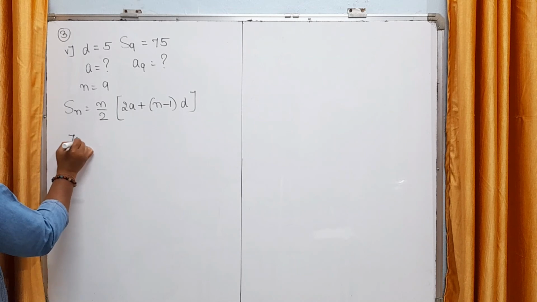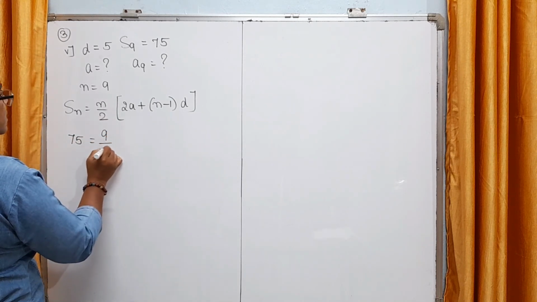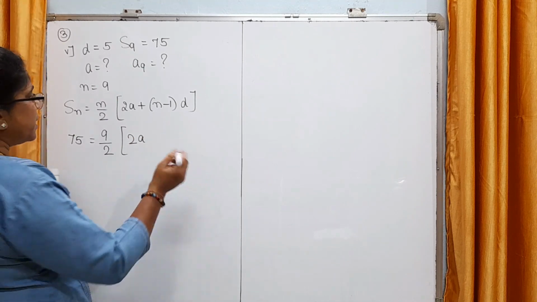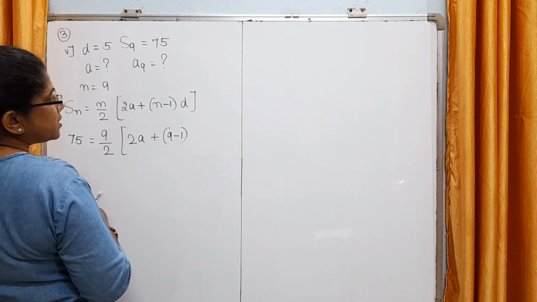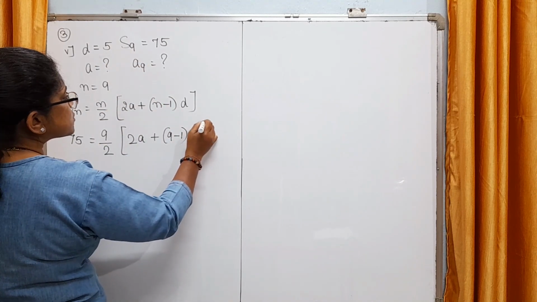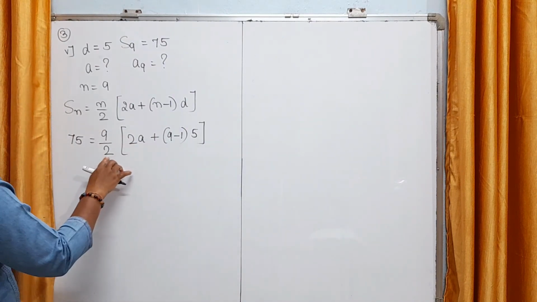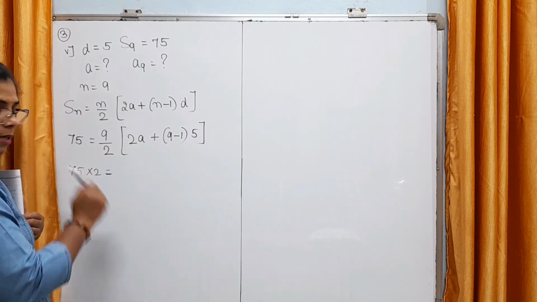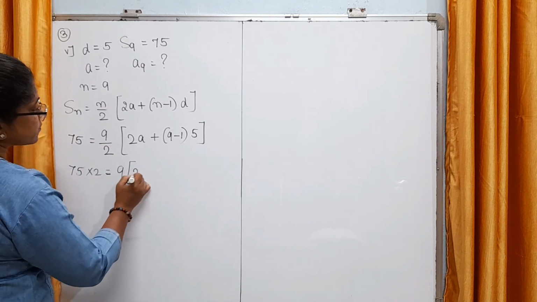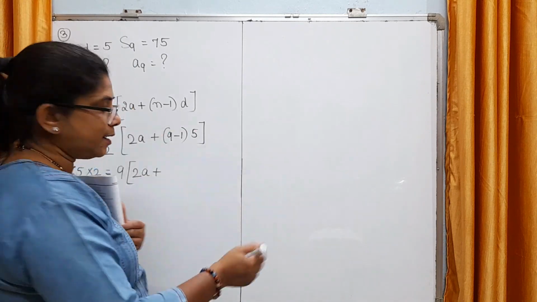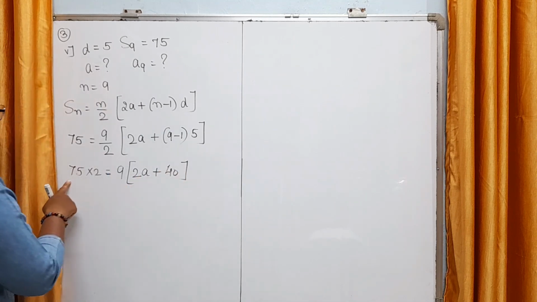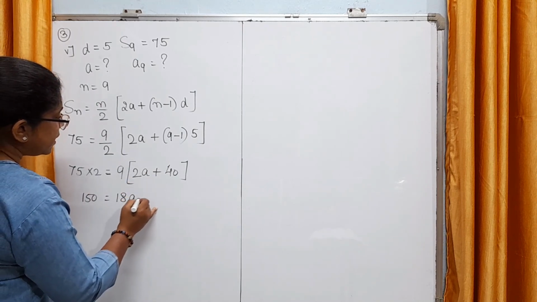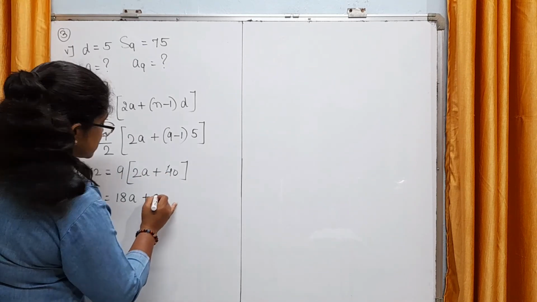S9 is 75. So 75 is 9 upon 2, number of terms is 9, 9 upon 2 into the bracket 2A plus 9 minus 1 into d, that is 5. A we don't know, so we will keep A as it is. Now the 2 which is in the denominator, we will just shift it here. So what we get here? 75 into 2, then here we have 9 into the bracket 2A plus 9 minus 1, 8. 8 into 5 is 40. 75 into 2 is 150. Here we will multiply this. 9 2s are 18, 18A plus 9 4s are 36.